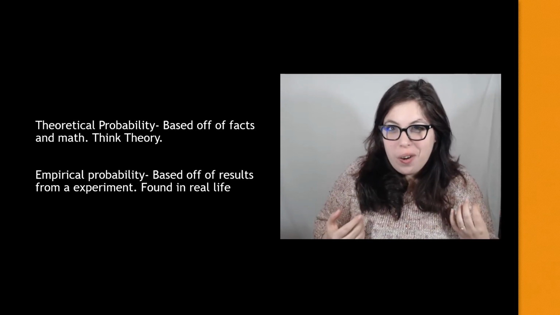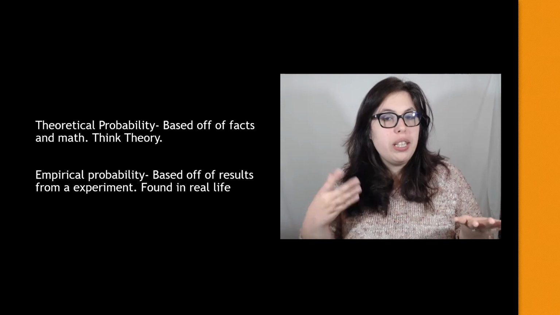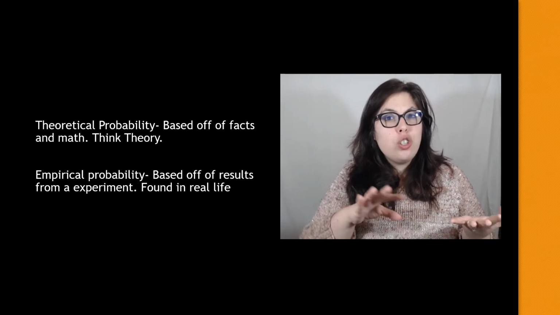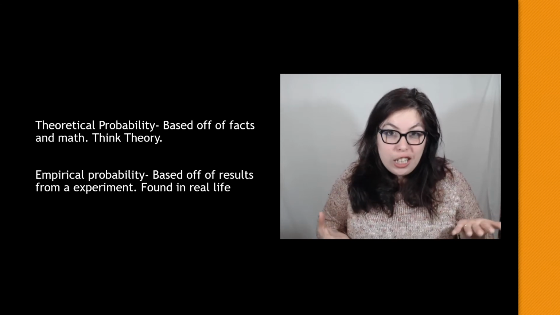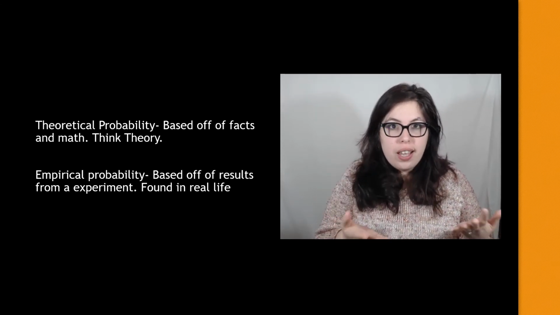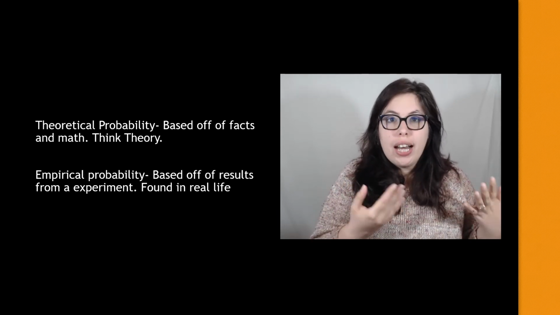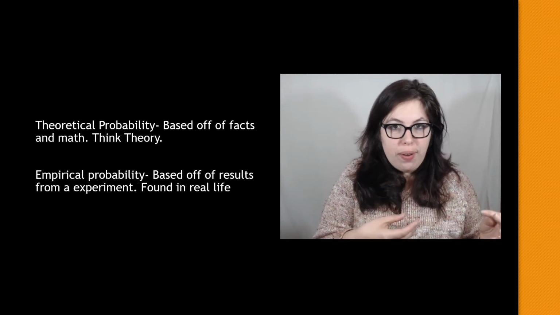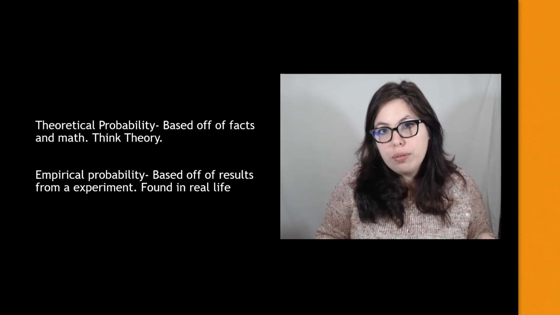Now, both of these are very important. They should be close together. If I do theoretical probability and my empirical is totally out in left field, then something's wrong. And I need to compare the different events I use, the different circumstances that I use in my empirical, and I need to look at my theoretical and make sure my facts are correct and my math is good, because they shouldn't be too far off.